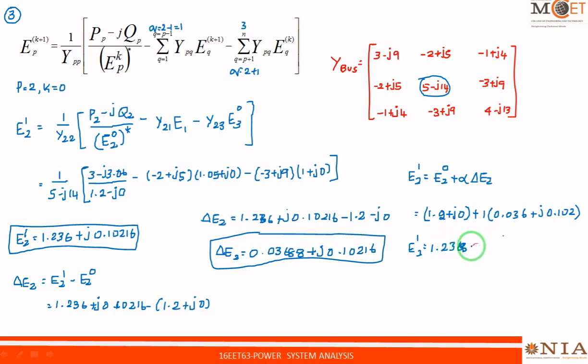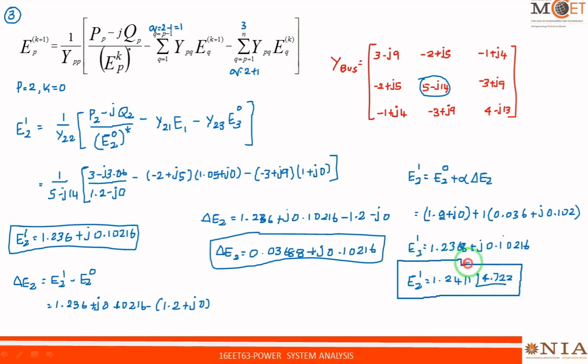1.2368 plus j0.10216. If I put it in polar form, this becomes 1.2411 angle 4.722. So this is the expression of the voltage at bus 2 after the first iteration.